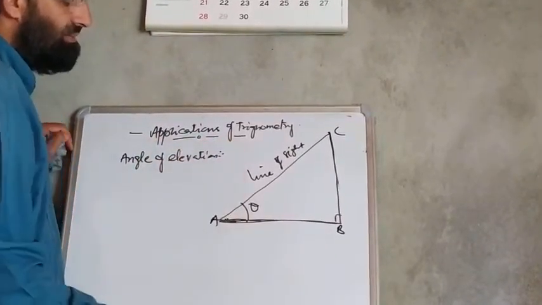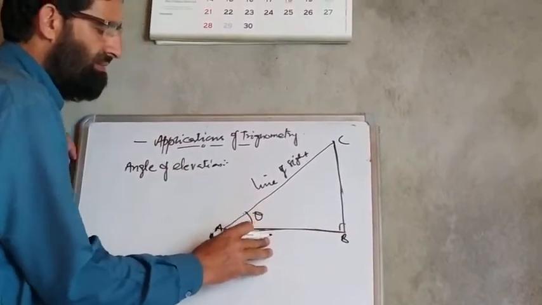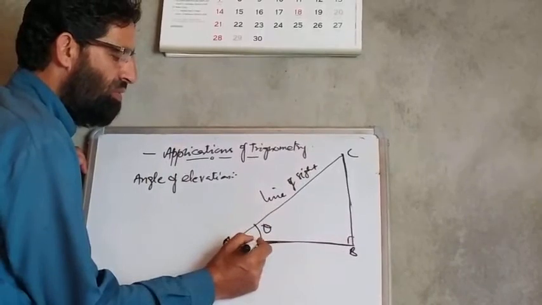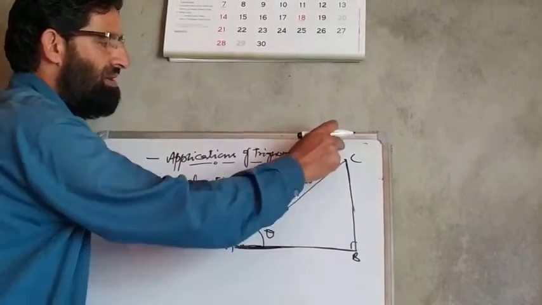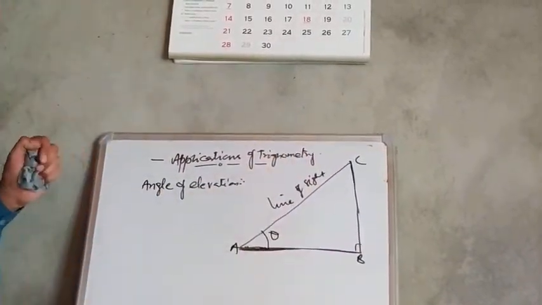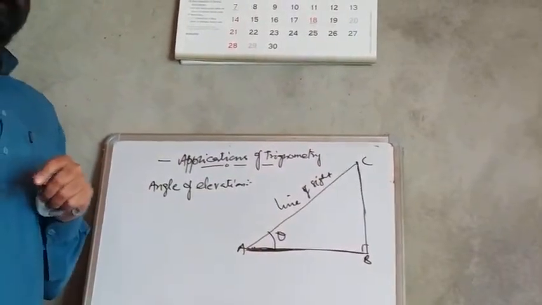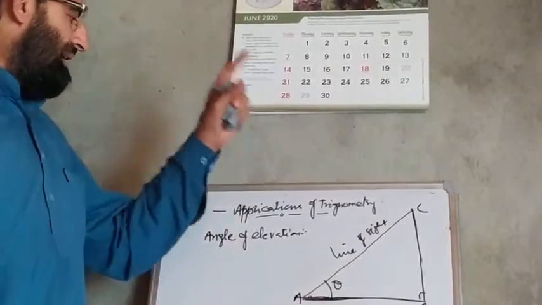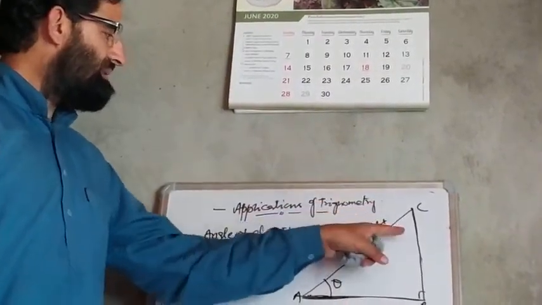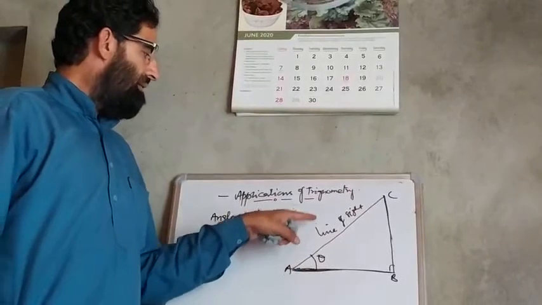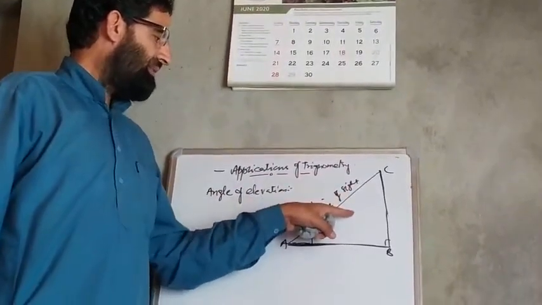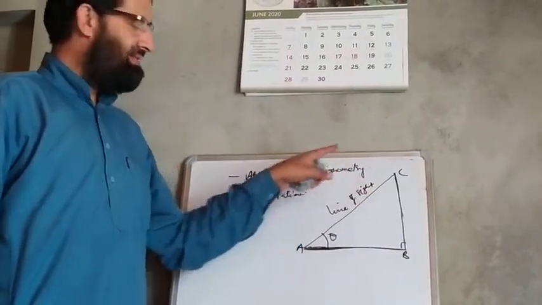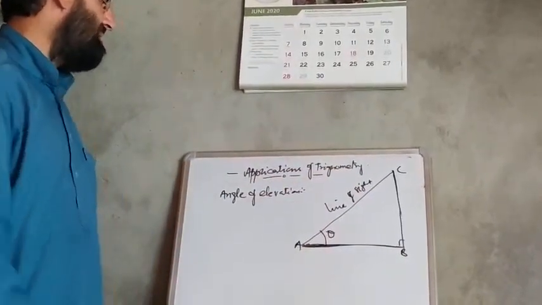Let me repeat this. If you are an observer and suppose a bird is sitting on the top of a tree and you are viewing that bird, your eyes will make an angle, and that angle is called angle of elevation. Obviously, when your eyes make an angle to a point which is above the horizontal line, this angle is called angle of elevation.